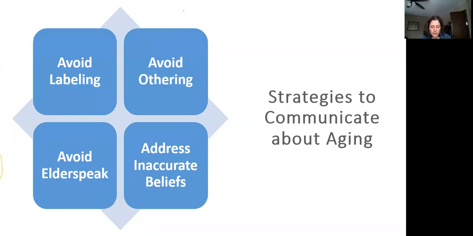So for me, the first line of defense here is to catch myself doing these things. When I start using terminology that's labeling or that is othering, or when I find myself inclined to use elder speak or behave in a way that sort of infantilizes someone that I'm working with, I catch myself doing that. And I try to fix it. And it takes time, right?